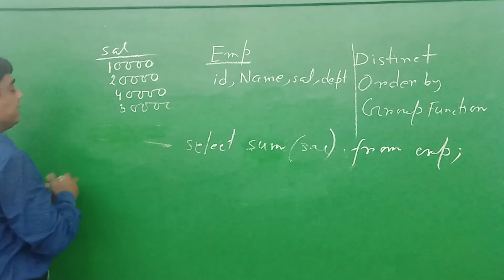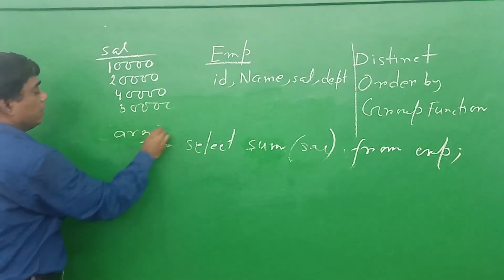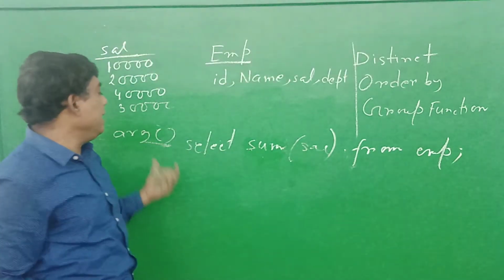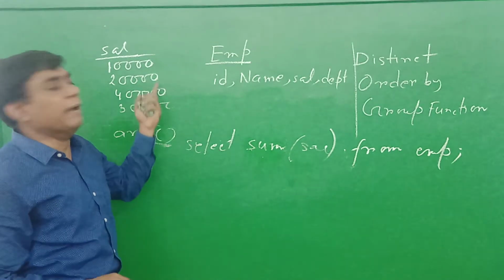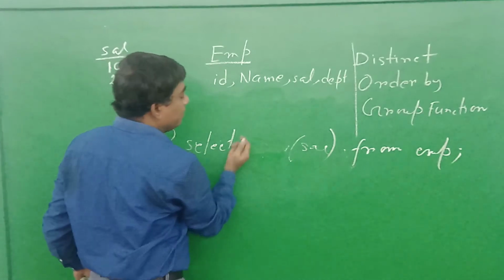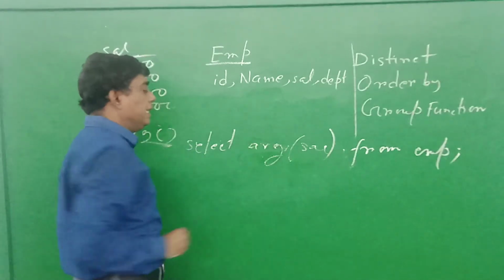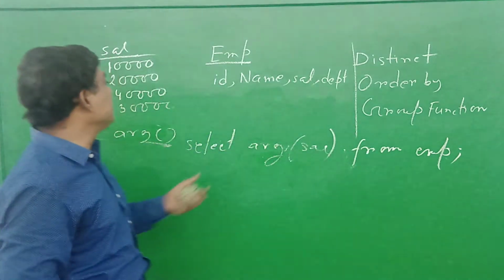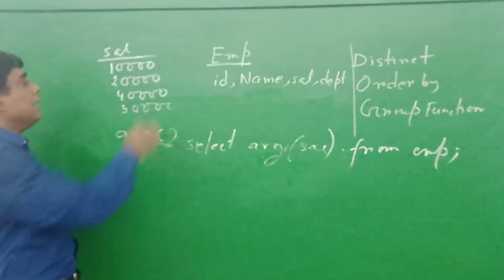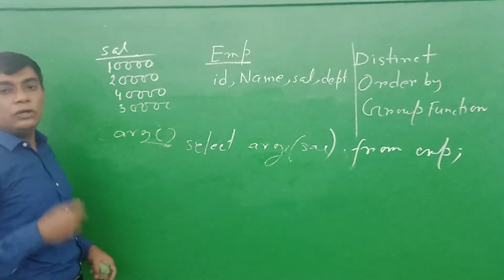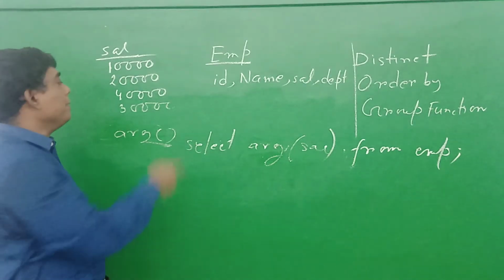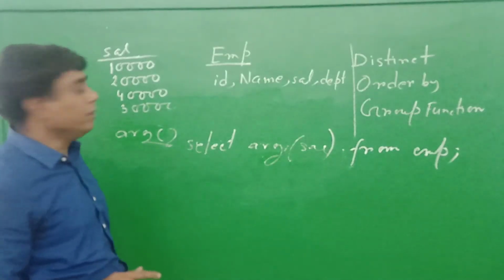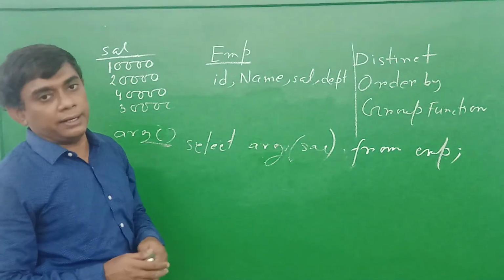Next function is AVG. Okay, what is AVG function? It will calculate the average salary from the EMP table. Instead of sum, if you write here select AVG within bracket sal from EMP, it will display the average salary. Means after adding all the salaries, you have to divide the total salary by 4, as there are 4 records in the table. So this is average salary.